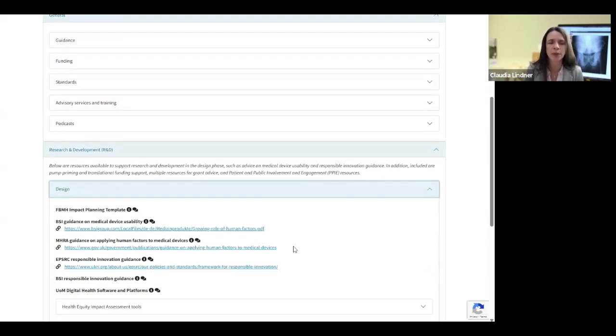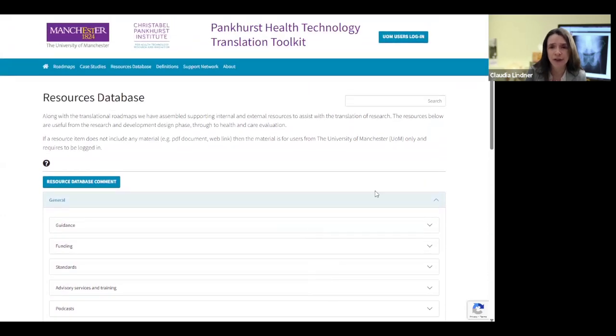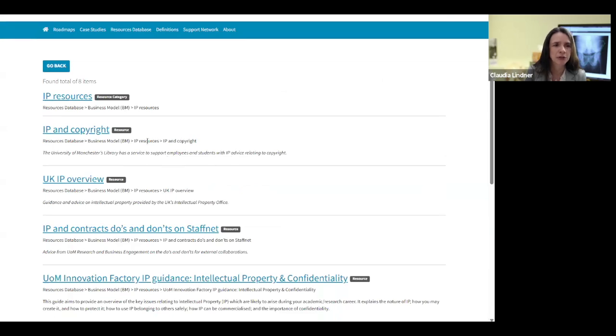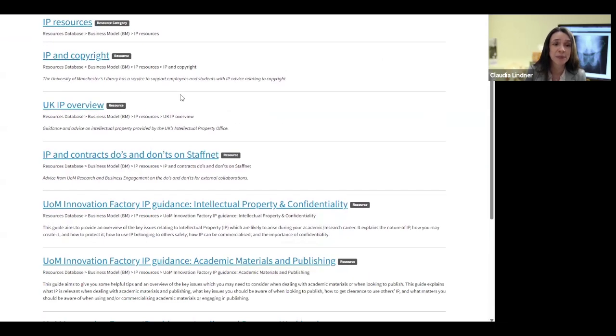Some resources might be PDF files, some resources might link you to other external websites, some resources might link you to internal websites, some resources might link to recordings of previous webinars or other training material for you to access. And the resource database has a search function to make it a bit easier for you to identify what you might be after. So for example, if you search for IP in the search box, you get a list of resource items where IP is mentioned.